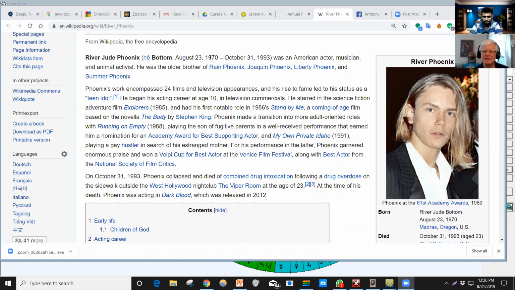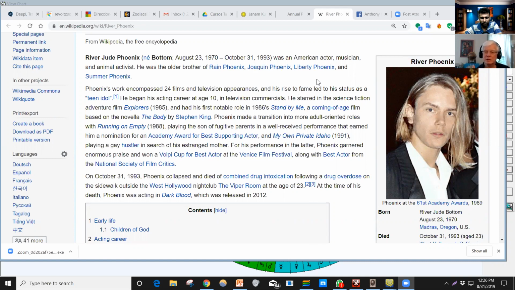He was born in 1970. And we have some key dates in his life. He began his acting career at age 10. He became notable to the public, or well known to the public, in 1986, so he would have been 16. And then he died in 1993 of a drug overdose, so he would have been 23. So those are key dates in his life.